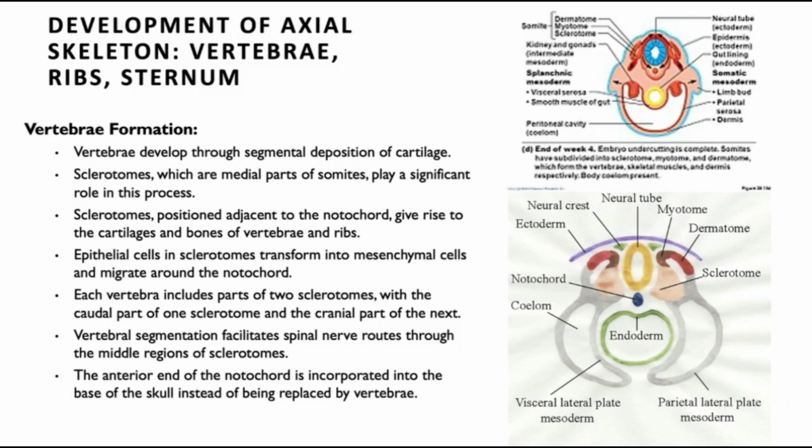And then the anterior end of the notochord, so the anterior end being this part, is incorporated into the base of the skull. It goes into the base of the skull and it's not replaced by sclerotomes. So essentially, the sclerotomes would replace parts of the notochord. Sorry, the notochord is here. The sclerotomes would replace parts of the notochord, but the top part of this notochord would go to the base of the skull, this occipital region. So it's not replaced by vertebrae.